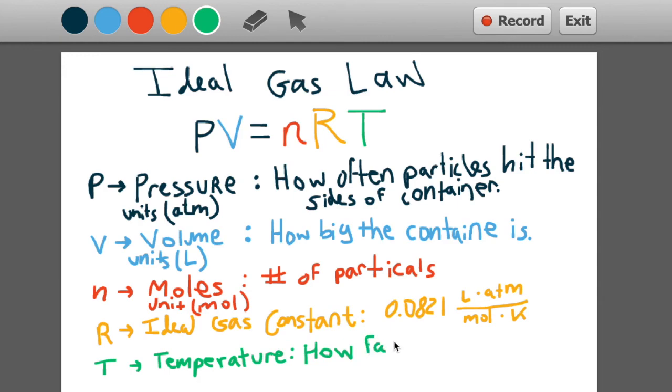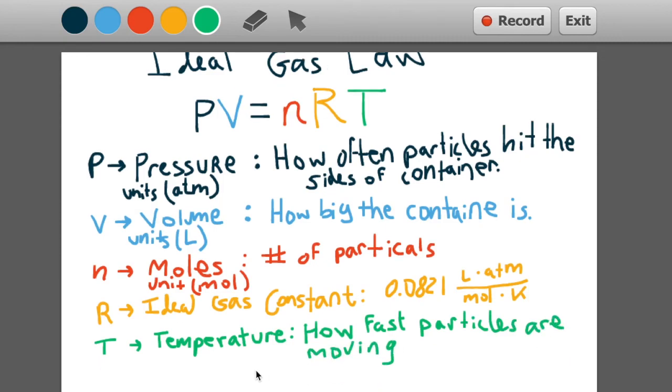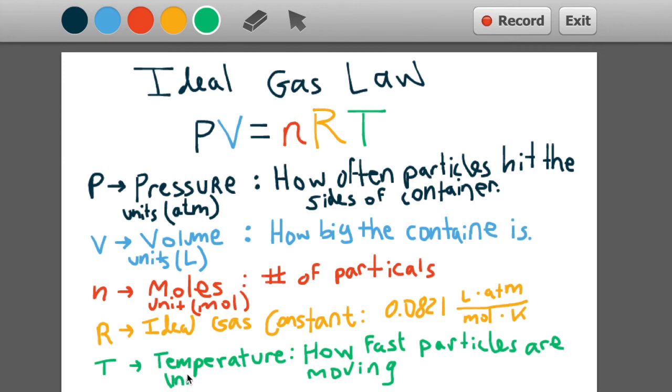fast the particles are moving. So yeah, we're used to talking about temperature in terms of how hot or cold something is, but in this case, we want to use temperature to describe energy or how fast or slow something is moving. The unit we use to describe temperature is Kelvin, which is different than Fahrenheit or Celsius that we might be used to. It's a scientific way to describe temperature that has absolute zero being at zero.